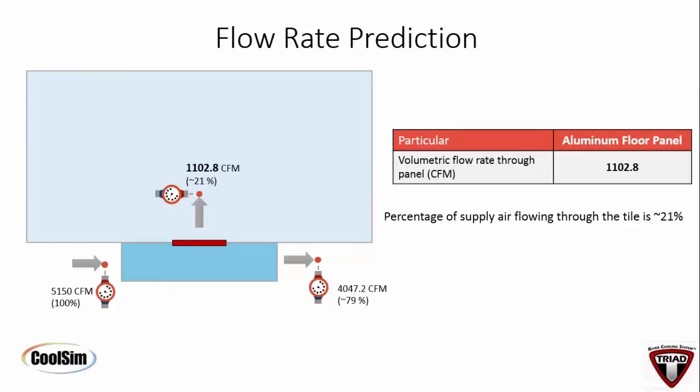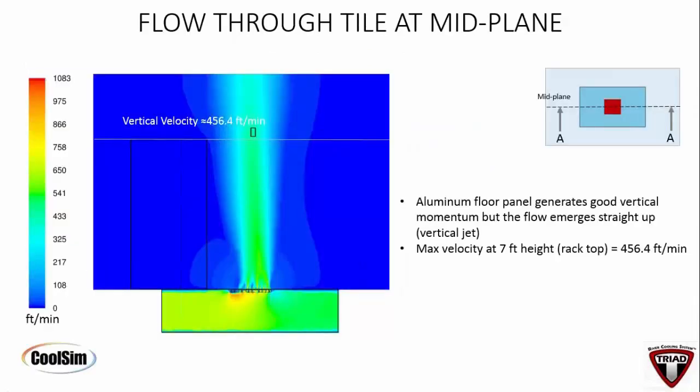1100 CFM coming out of that tile, a little over 20% of the total flow going underneath it comes out there. And here's what you were referring to. This is a jet. If you take a look at this, it's just ripping straight up into the air. If you look at the velocity at a midplane, 456 feet per minute.